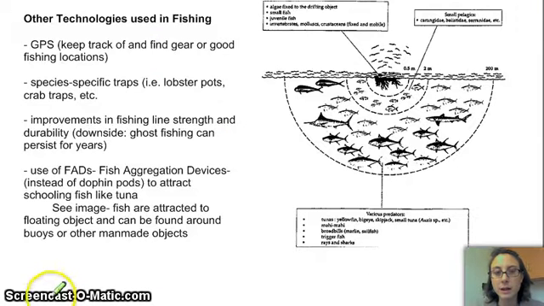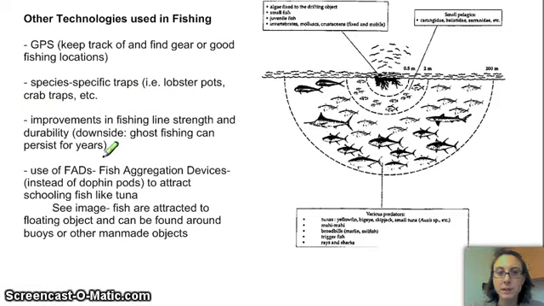Last but not least, we have technology that's used in fishing that isn't the net itself. And people don't always think about this, but a GPS is a technology that is very, very commonly used these days because sailors want to be able to get back to the place that has the good fishing location. They want to be able to find their gear if they left it out. I'd mentioned in some of those pictures ahead the fact that traps are an important part of this. So you can have something like a lobster pod or a crab trap.